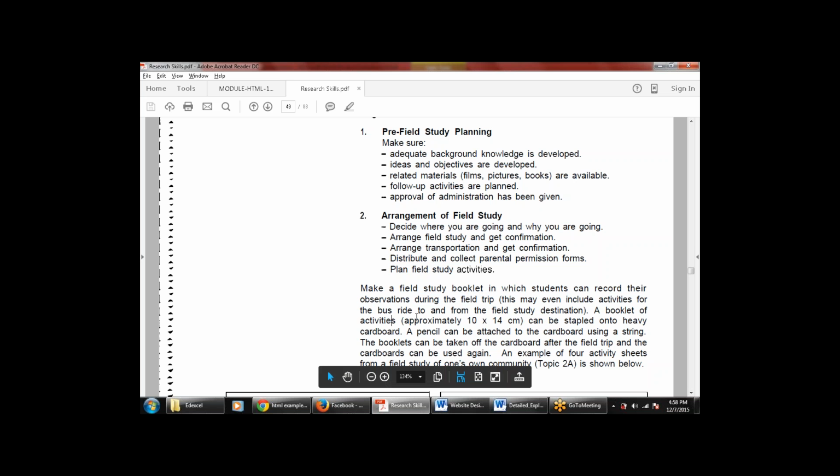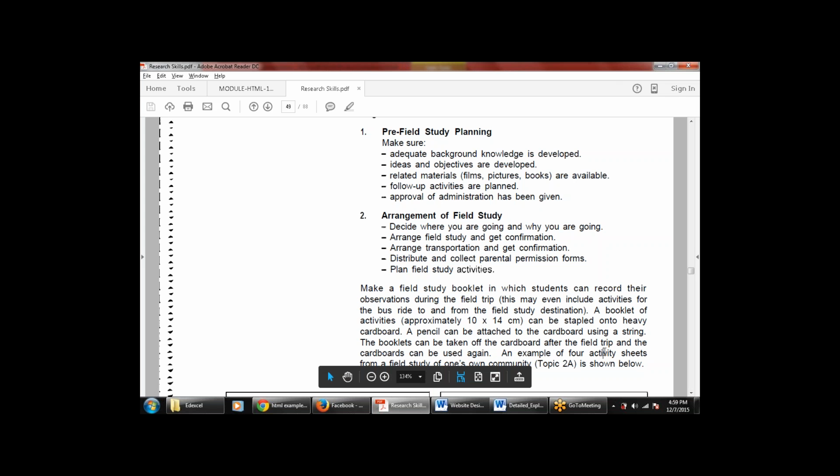The booklet of activities, approximately 10 to 14 centimeters, can be stapled onto heavy cardboard. A pencil can be attached to the cardboard using a string. The booklet would be carried with the cardboard for taking notes during the field trip, and the cardboard can be used again.